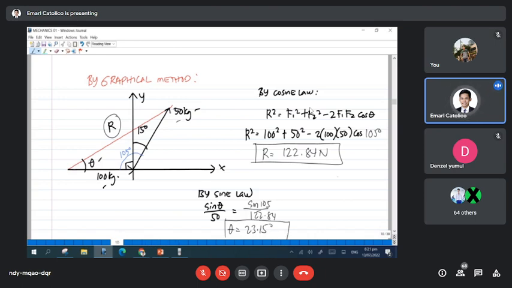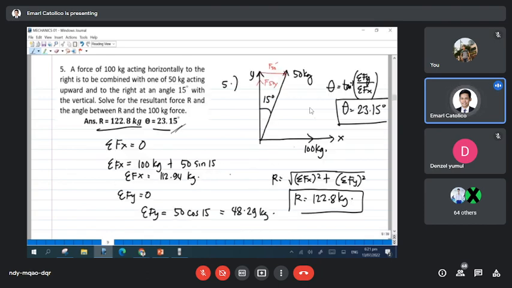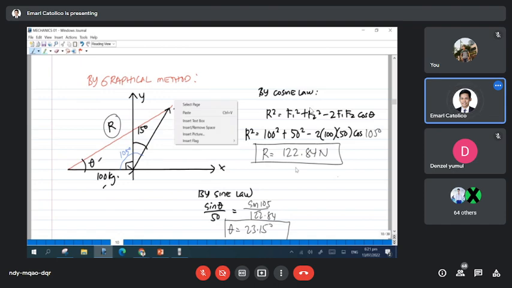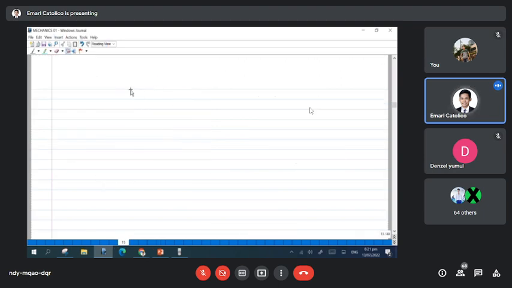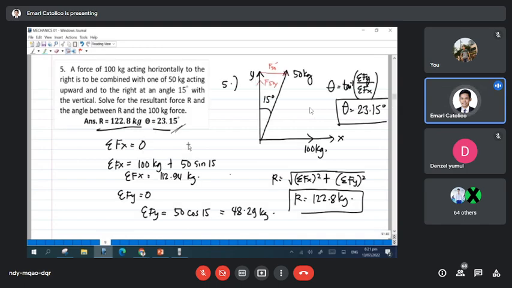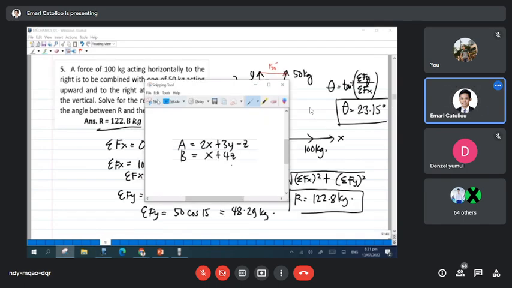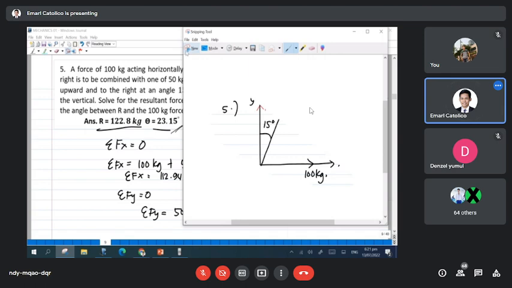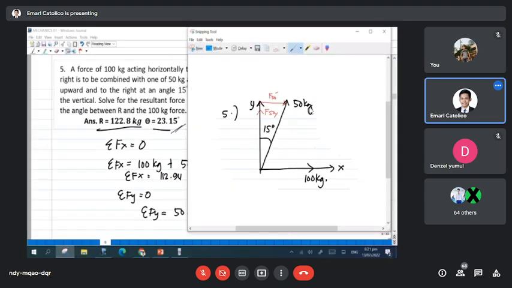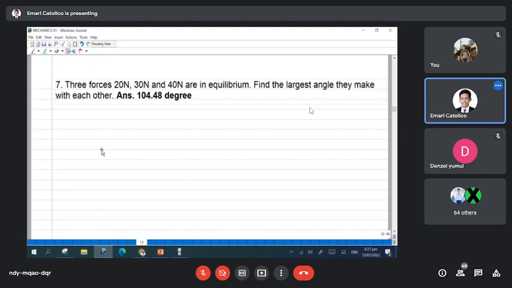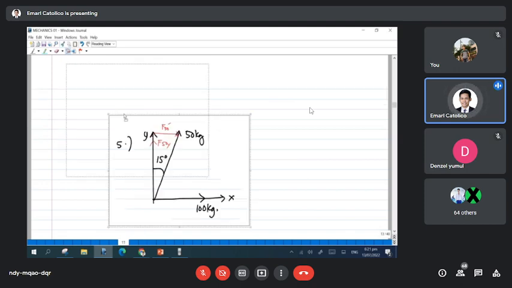Hindi kasi yan yung ginagamit ko, graphical. Ang ginagamit ko kasi dito, pag summation of forces, Caltech. Try natin yung Caltech. Alam ko naman, alam nyo na ata yan. Tinry ko lang yung graphical and yung sa resultant. So, yeah, by Caltech tayo. Copy natin tong diagram. Okay, so try natin by Caltech.